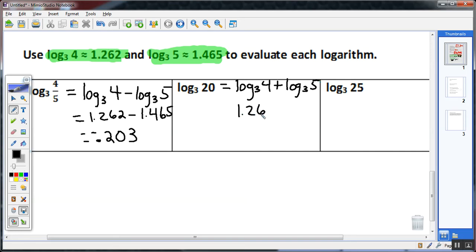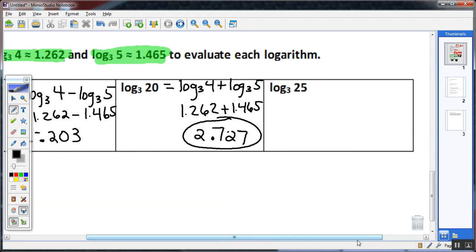1.262 plus 1.465. Okay, so let me exercise my math skills. That's a 7, that's a 2, this is going to be a 7. I'm getting 2.727. Does that look right to you, Jasmine? Yeah. How many had 2.727 there? Awesome.